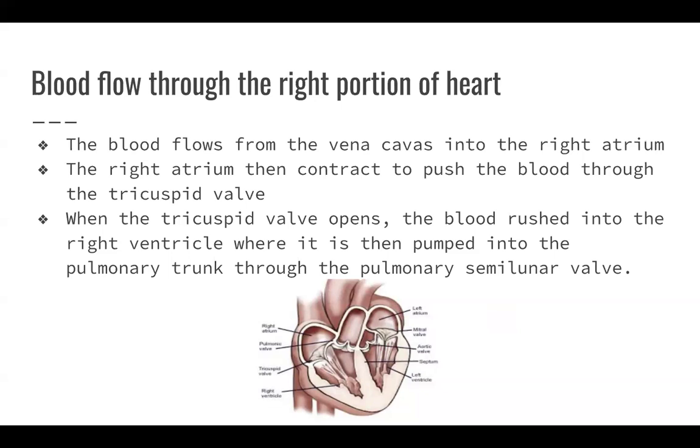Once this tricuspid valve opens, the blood rushes into the right ventricle from the right atria. All of this is deoxygenated blood. So the purpose now is to pump this deoxygenated blood to the lungs so that it can get oxygenated. So from the right ventricle, when the right ventricle contracts, the tricuspid valve closes tight and the blood will be forced through the pulmonary semilunar valve.